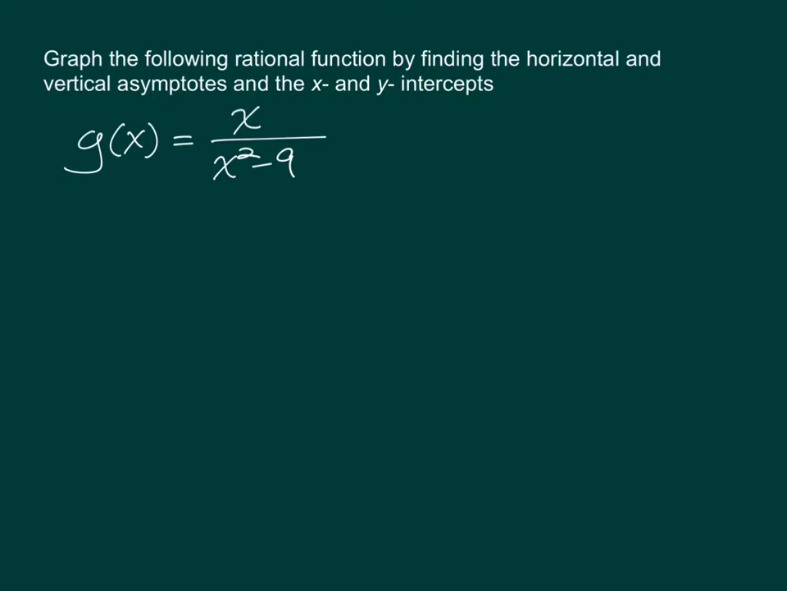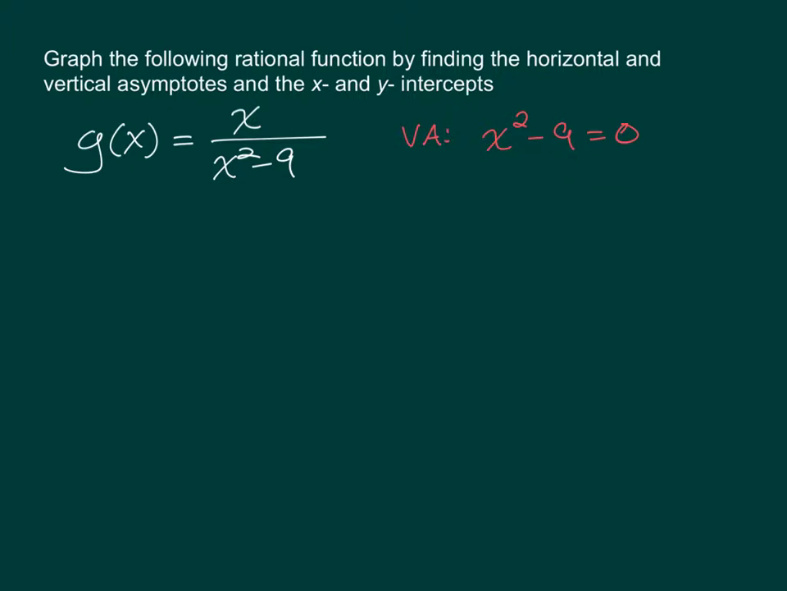Graph the following rational function by finding the horizontal and vertical asymptotes and the x and y intercepts. The function is g of x equals x over x squared minus 9. In order to find the vertical asymptotes, simply set the denominator equal to 0 and solve for x.